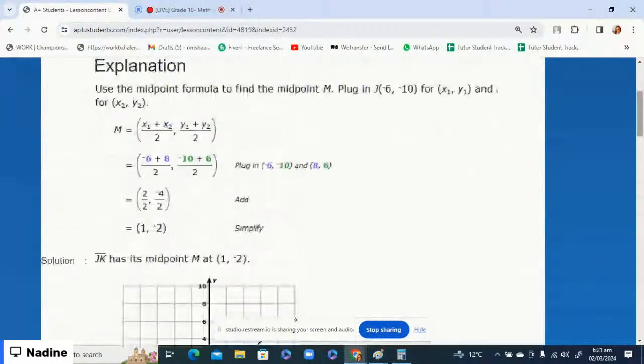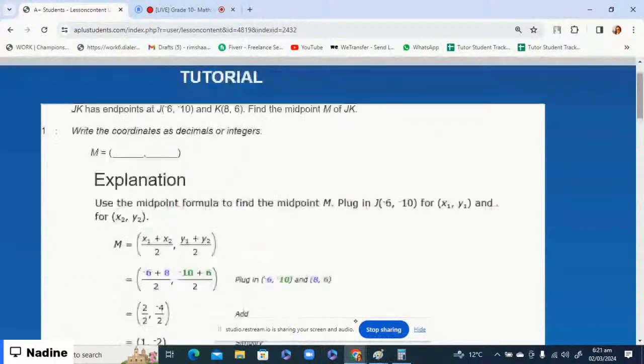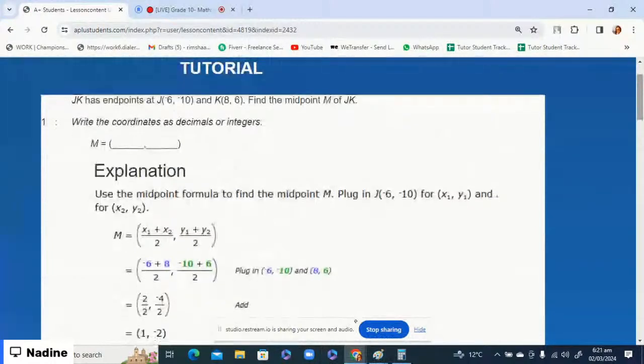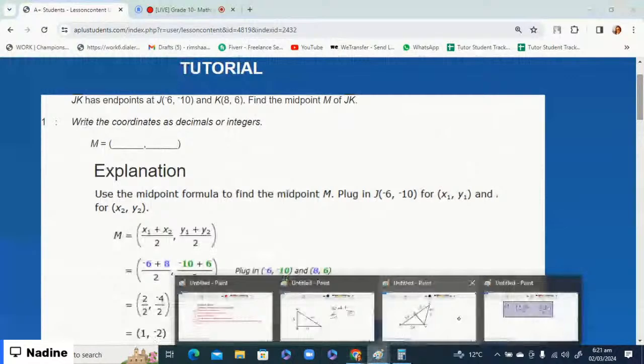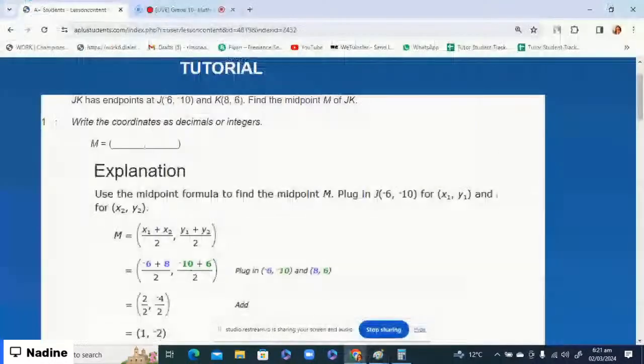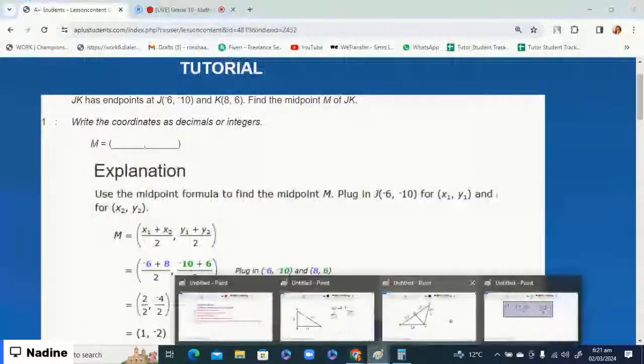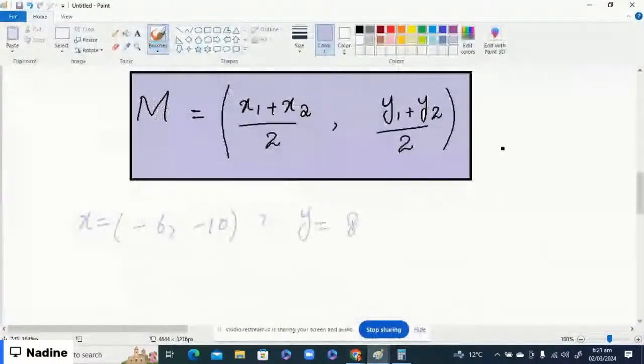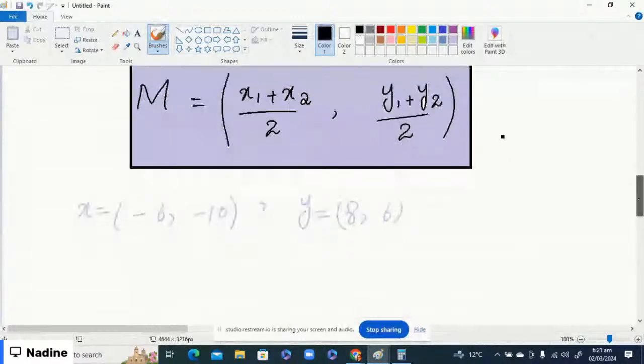All right, let's do it. The point is -6, -10. What are the points? Sorry, -6, -10. First point is x equals -6, -10 and y equals 8, 6. Okay, let's put it in this formula.